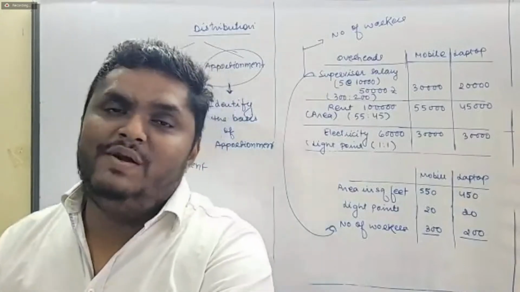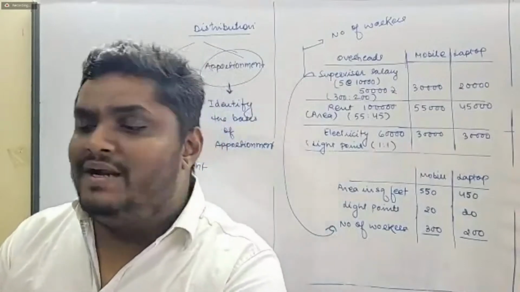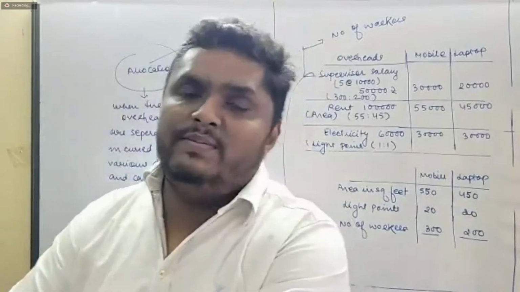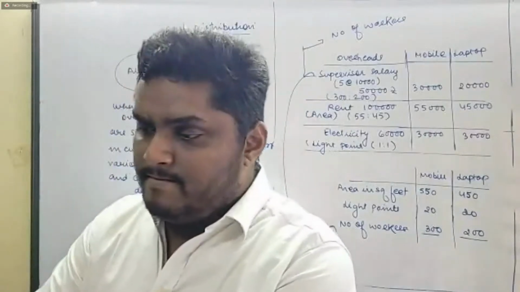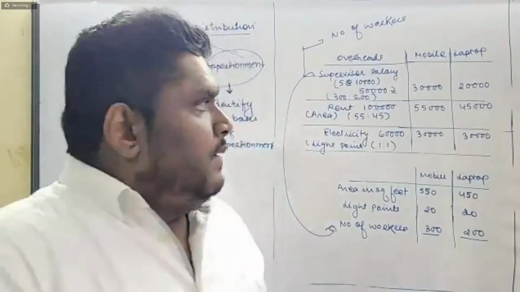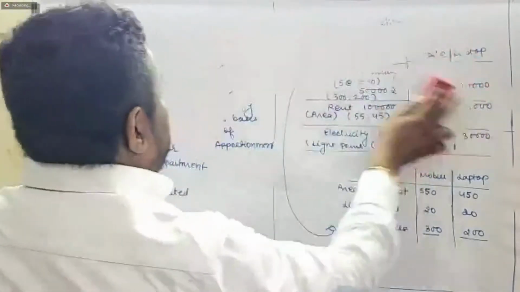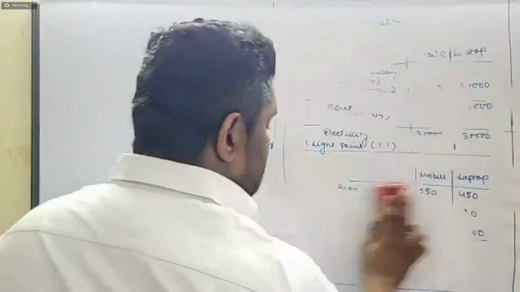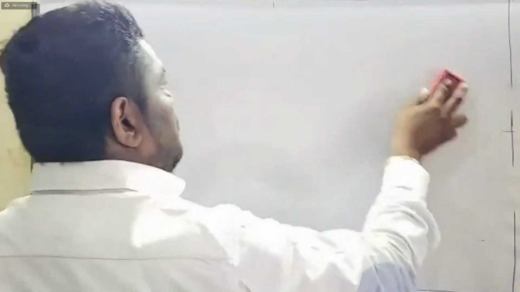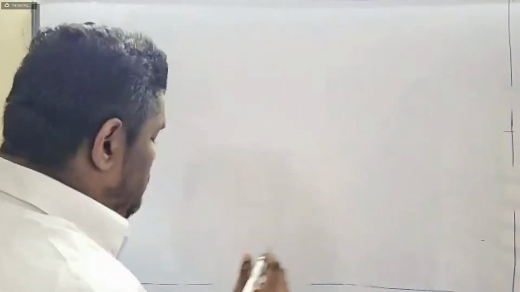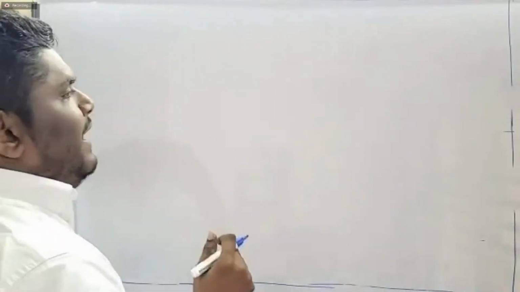Overheads can be fixed also, variable also. I'll be covering this part in standard costing and marginal costing. But yes, overheads can be fixed also and variable also. Now, guys, let me give you a few examples on what all should be the basis for distribution of overhead.